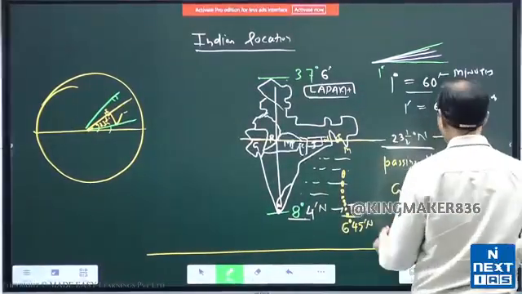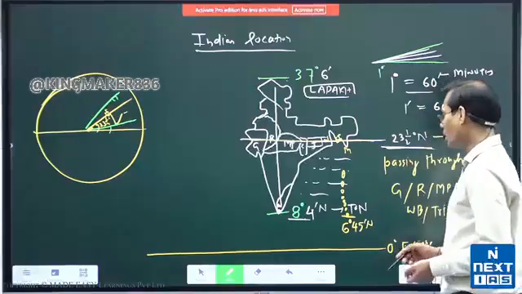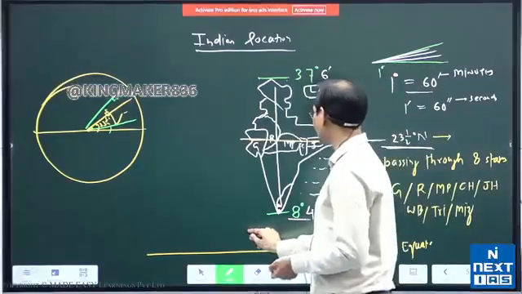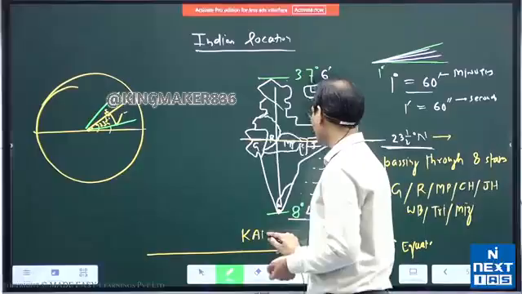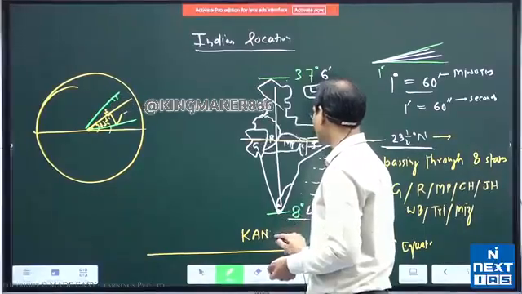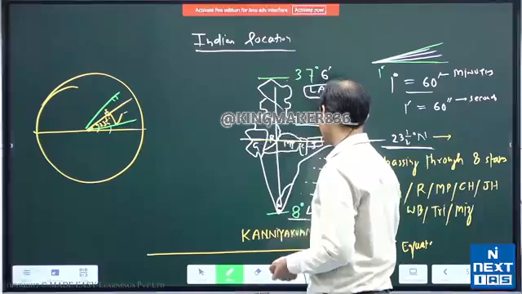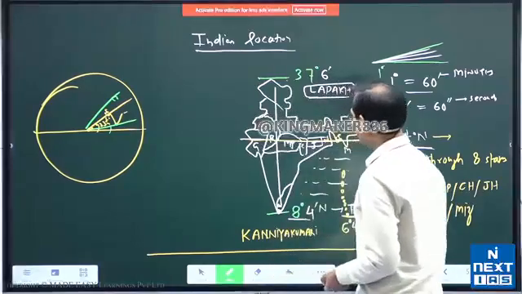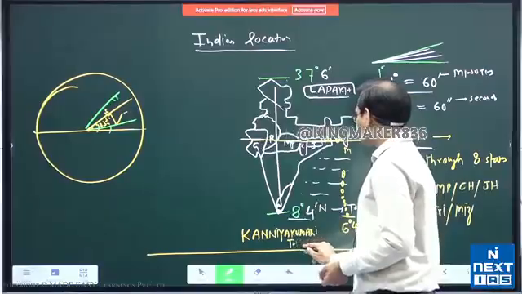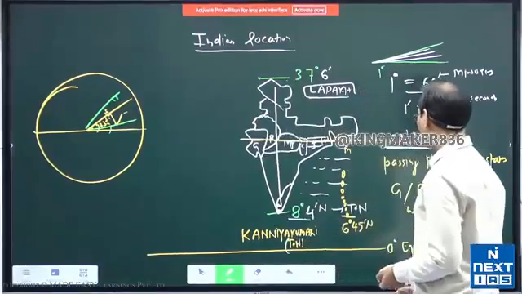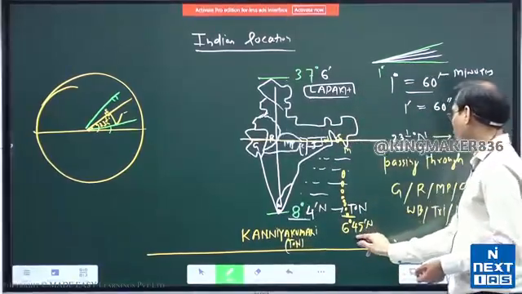Do we call these places by name also? 8 degree 4 minute north, we call by which name? This place of Tamil Nadu, we call by which name? Kanyakumari. That is lying in which state? Tamil Nadu. And 6 degree 45 minute north, we basically call by which name?